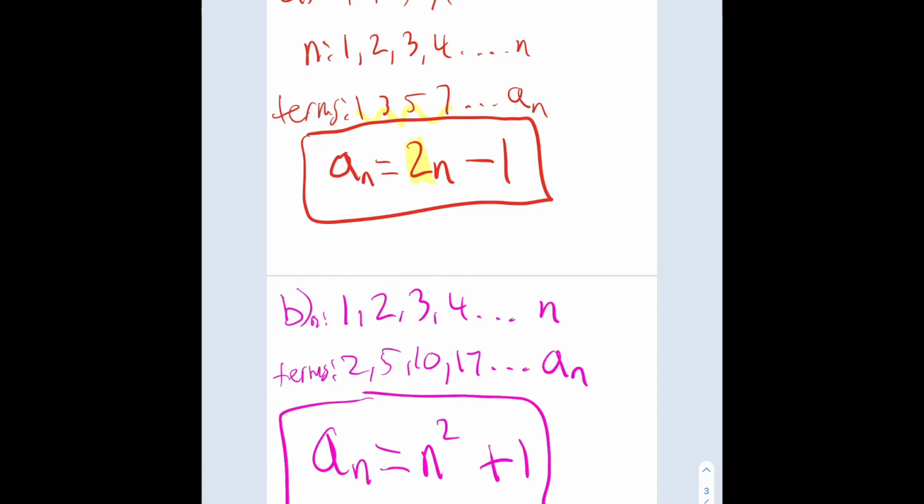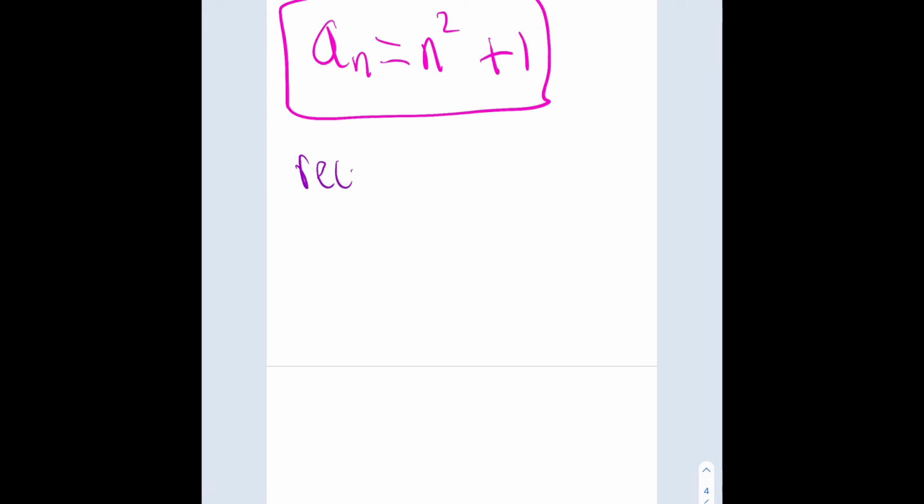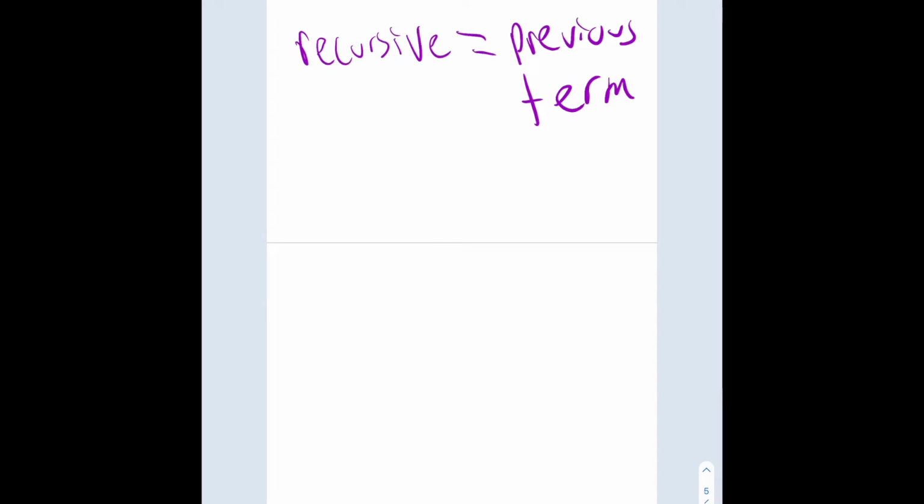The Fibonacci sequence, a recursive sequence. So recursive means that we use the previous term. So in order to find the 10th term, we need the 9th term. In order to find the 100th term, we need the 99th term. So the Fibonacci sequence is kind of a classic example of this in math.